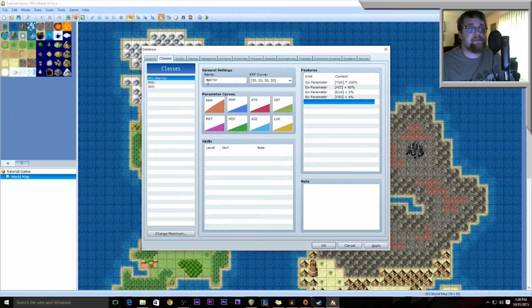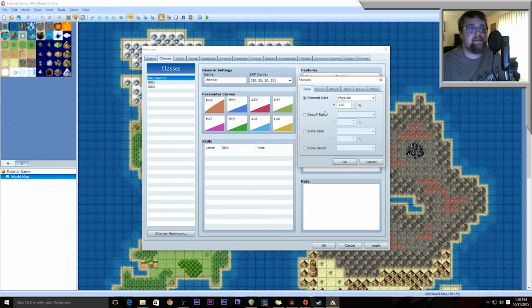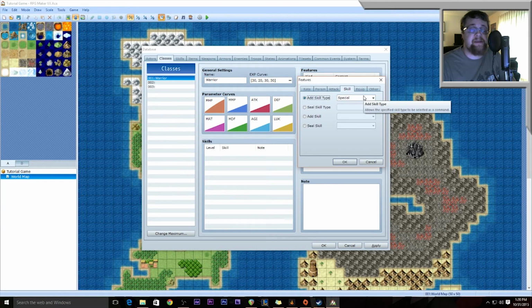So this person is a warrior, so he's not going to have a magic skill type. He's going to have the special skill type. Within a certain part of the database here, you can define what different skill types are. By default, you have special and magic. Special being more towards melee physical users, and magic being magic. So, spells, fireballs, things of that nature.